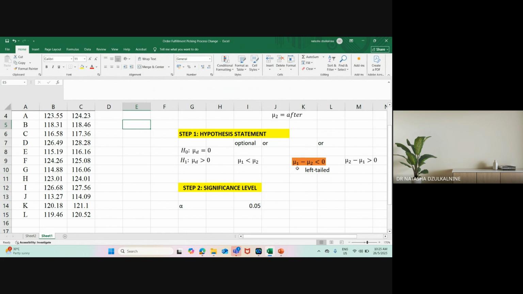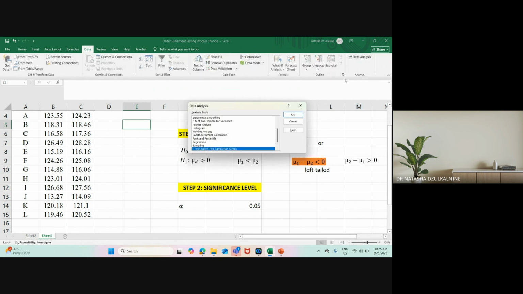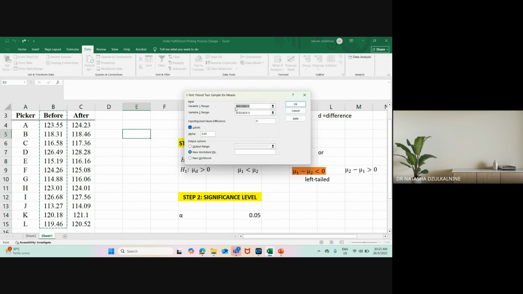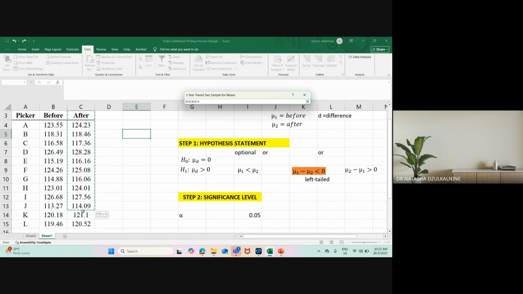As always, step two, the significance level is alpha equals 0.05. Then you go to the data analysis and find the t-test paired two sample for means. Then you click OK. For variable one, you need to input mu1, which is before. Just drag the before for variable one, and variable two is after.